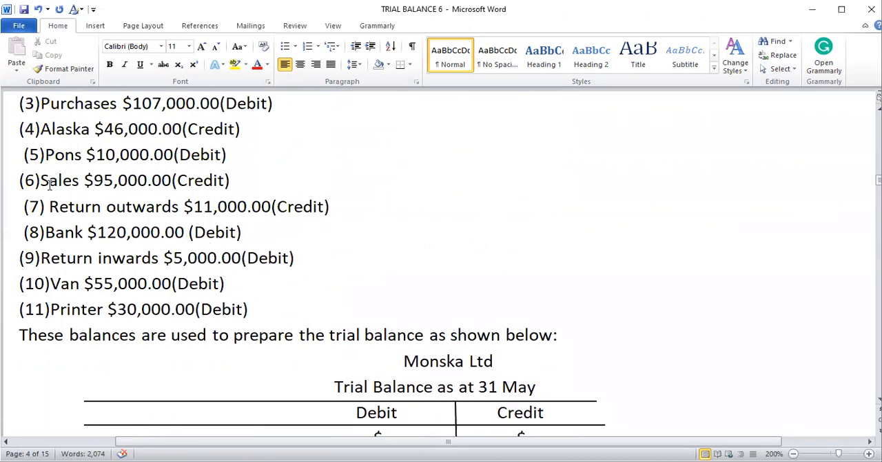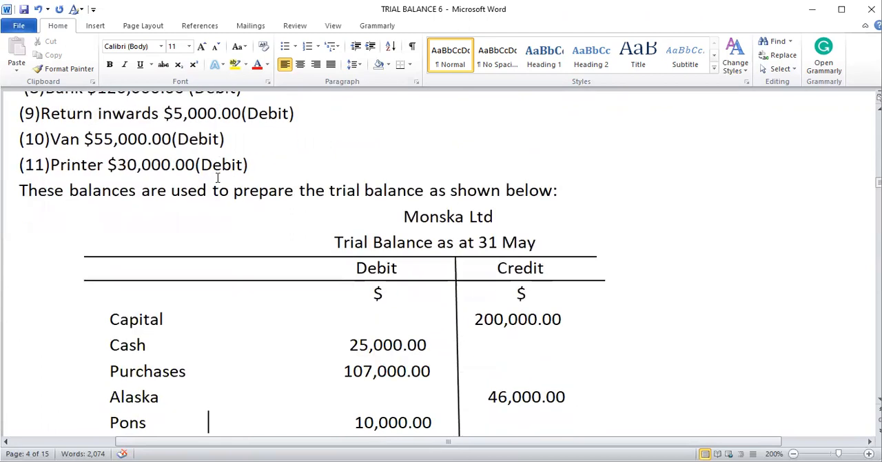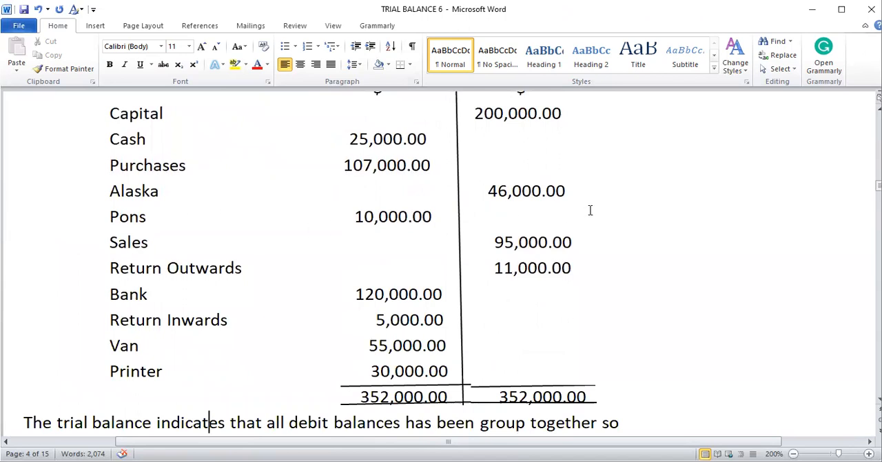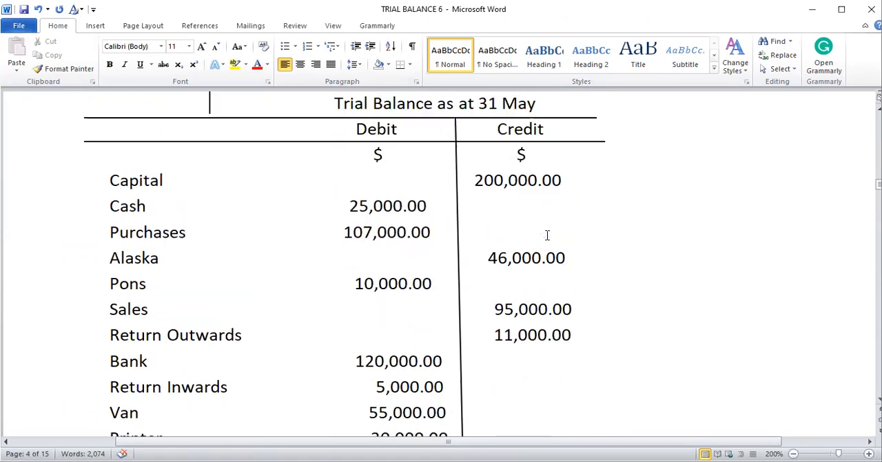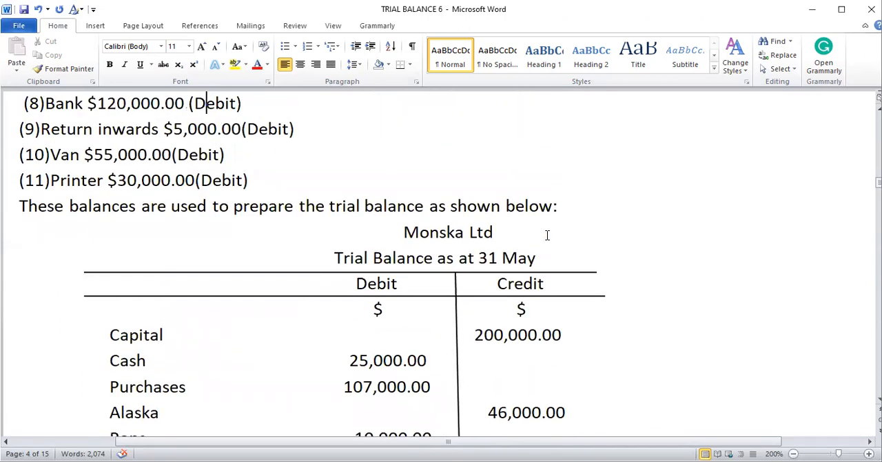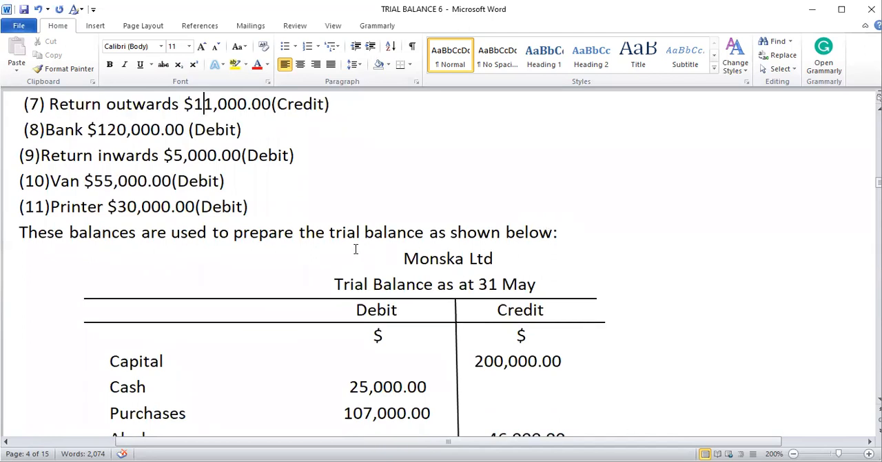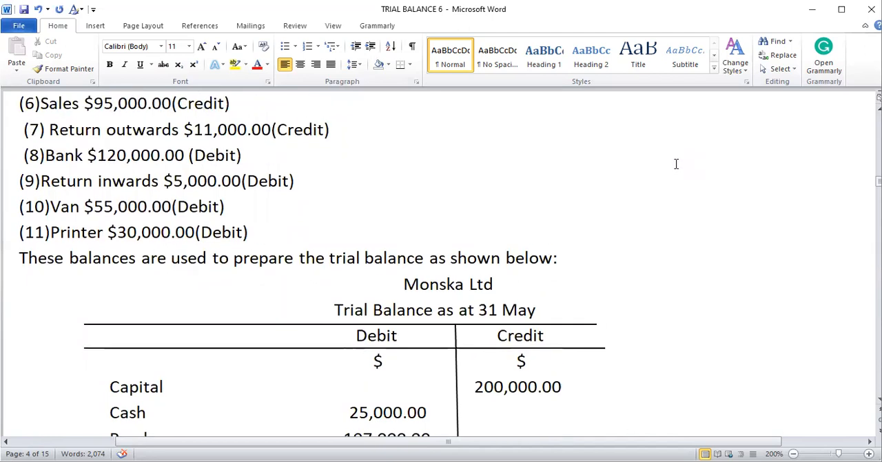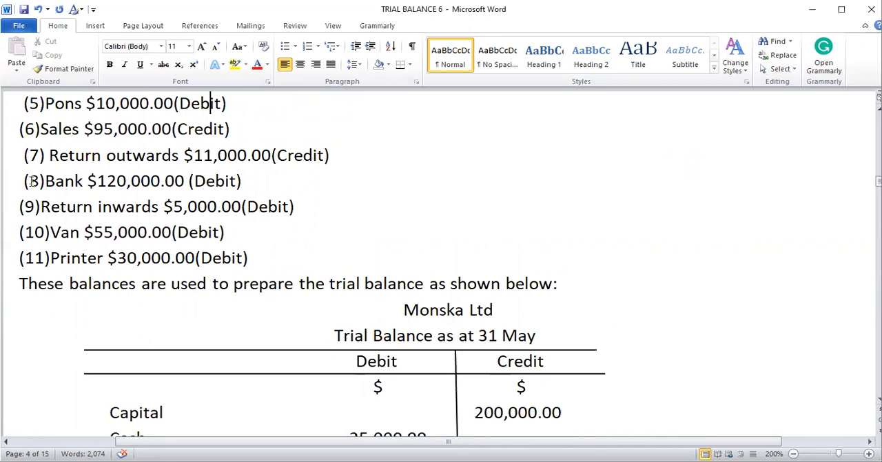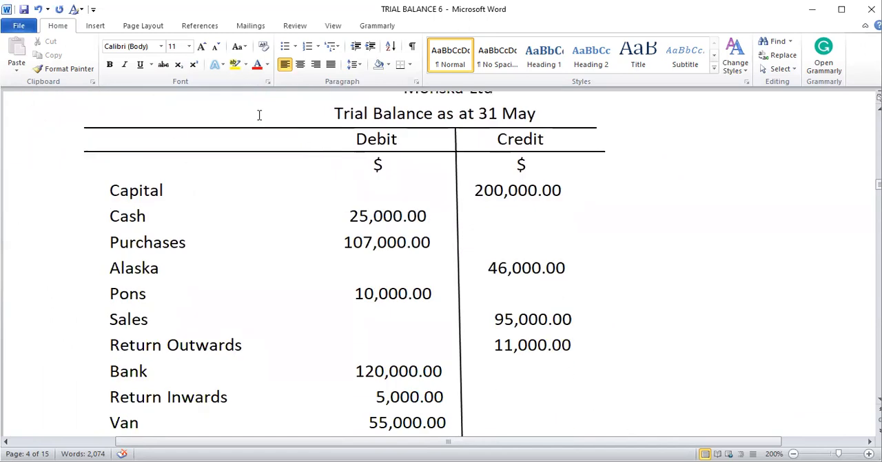Number 6, $95,000 credited. So we come to 6, $95,000 credited, showing on the credit side. Seven, return outwards, $11,000 credited. So in the trial balance, return outwards was credited, shown on the credit side, $11,000.